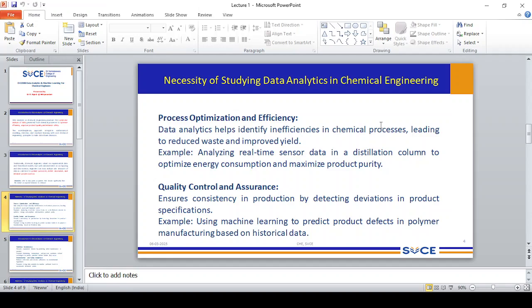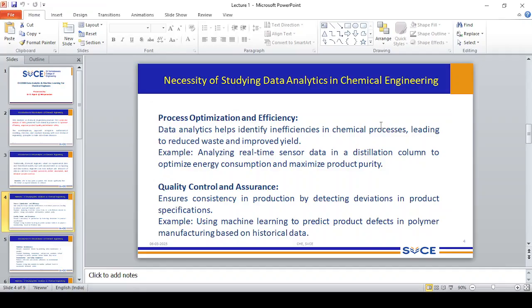So at what temperature, what energy is needed by the system in order to separate the two components? I'm not talking about CO2 here. I'm just giving an example for a binary separation phenomenon in a distillation column, and maximizing the product purity.